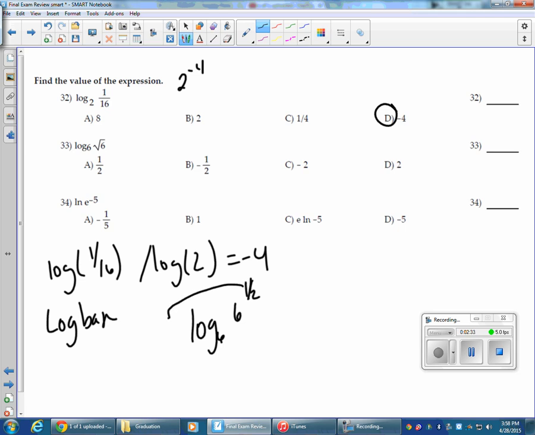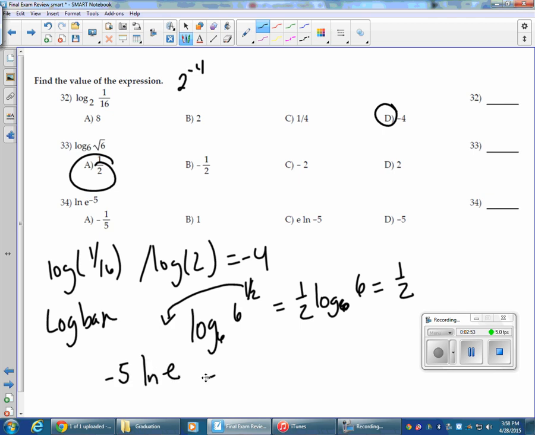Now I take that 1/2 off and move it to the front, and log base 6 of 6 is 1, so it's just 1/2 times 1, which is 1/2. And then same thing for 34, natural log of e to the negative 5th. Take the negative 5 and bring it to the front. It becomes negative 5 natural log of e, so that's negative 5 times 1, which is negative 5. So it's D.